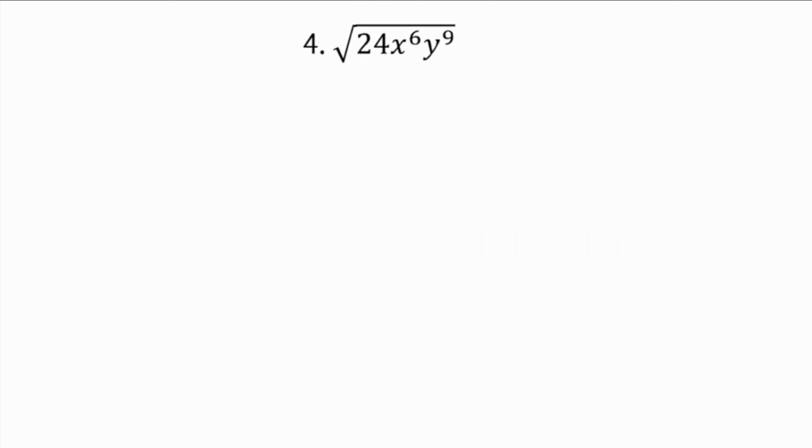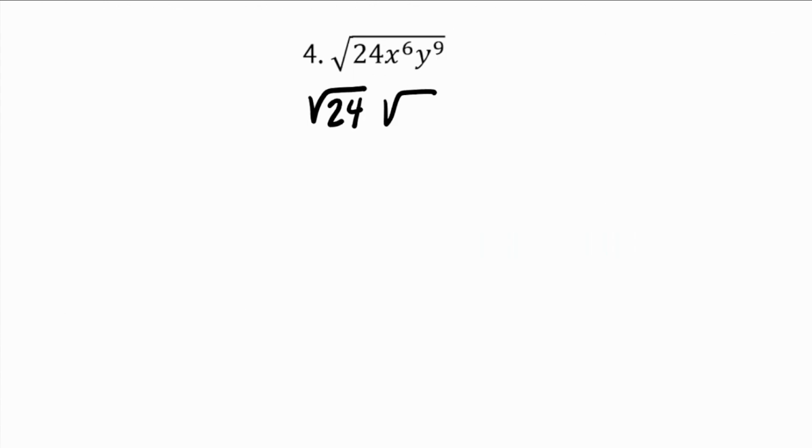So, all right, the next one's root of 24 x to the 6 y to the 9. So I'm just going to work these separately. Root 24, root x to the 6, root y to the 9. Now, what does it look like to simplify the square root of y to the 9? In my class, I've told people to just say that's y to the 9 halves power. I want you to be fluent in the relationship between radical form and fractional exponents. That's what I really want.